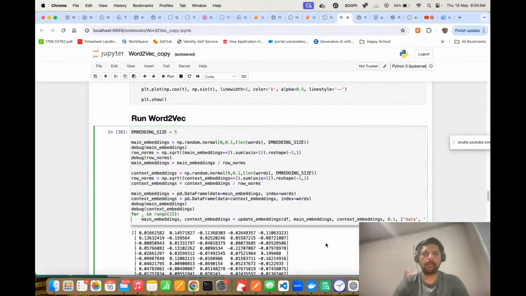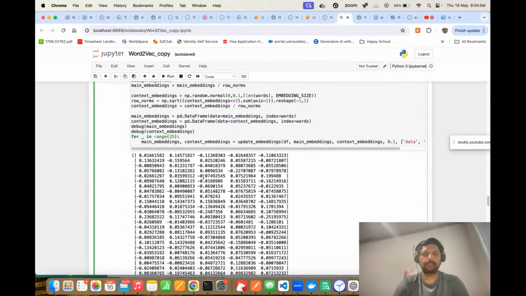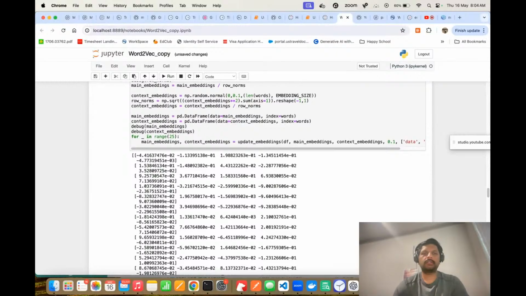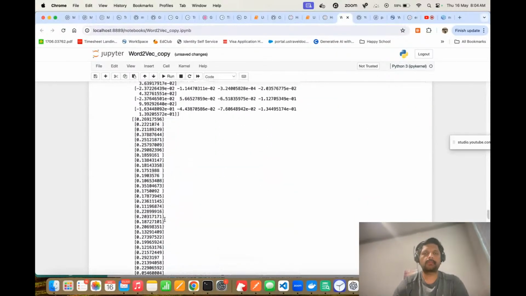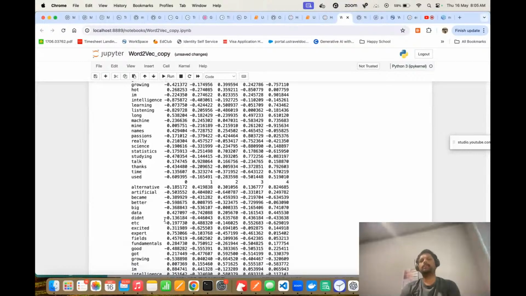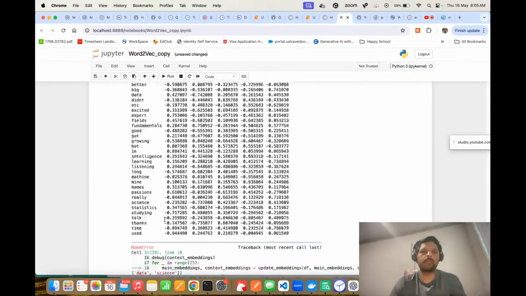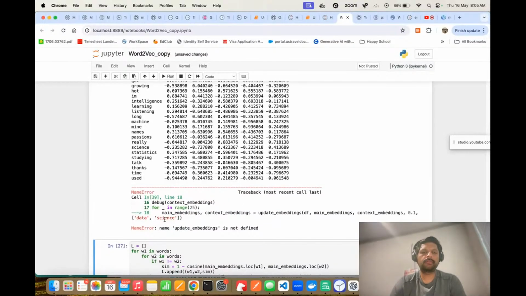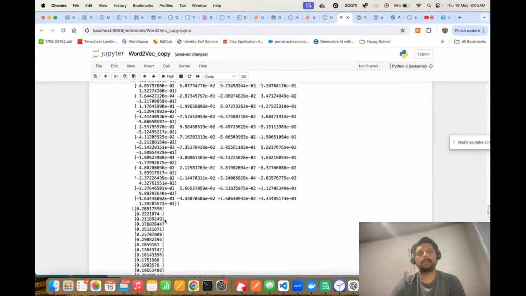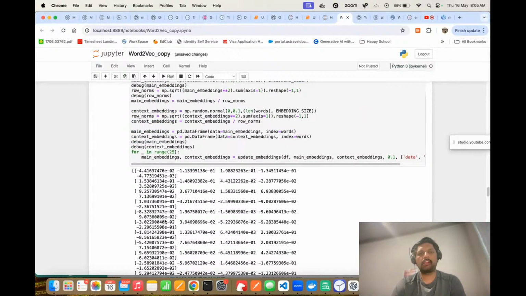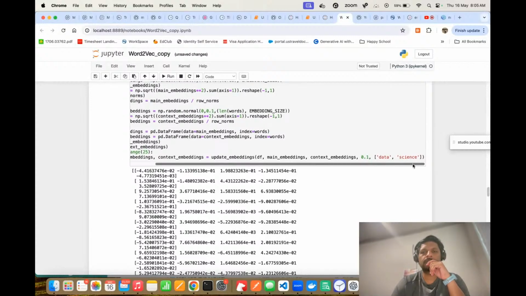Okay. So if we run this, this is another thing. Every time you run it, the embeddings are changing. So when you train a model, makes sense because we didn't run the other. So we'll go to update embedding, data frame, main embedding, context embedding. 0.1 something is passing. I don't know.